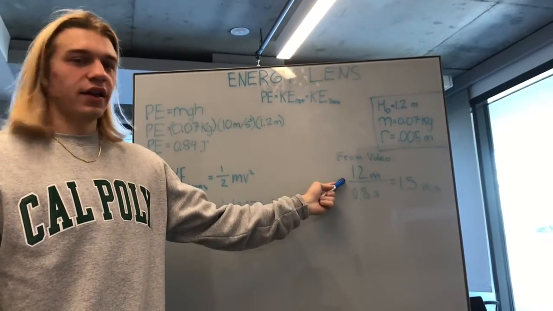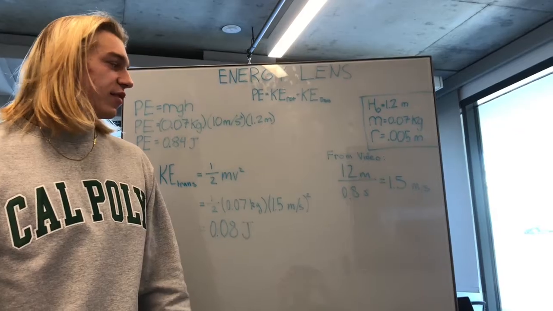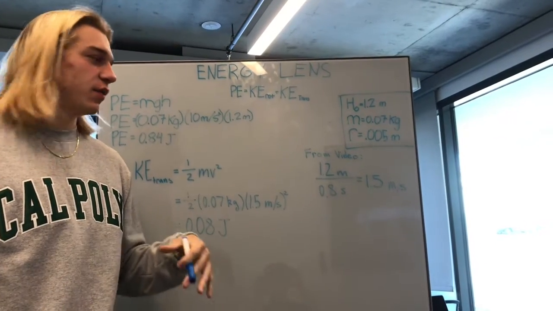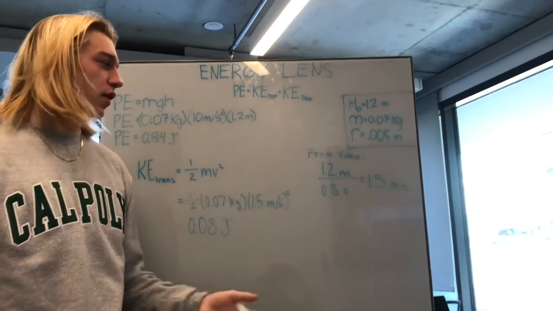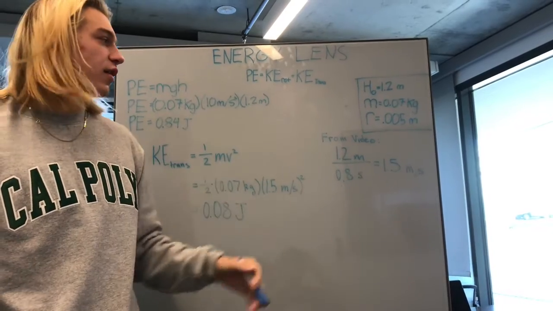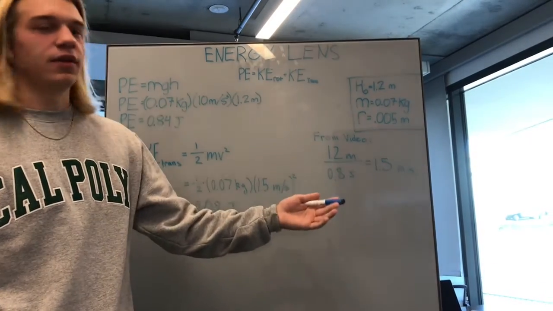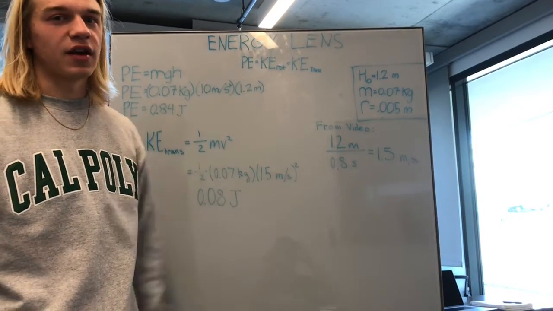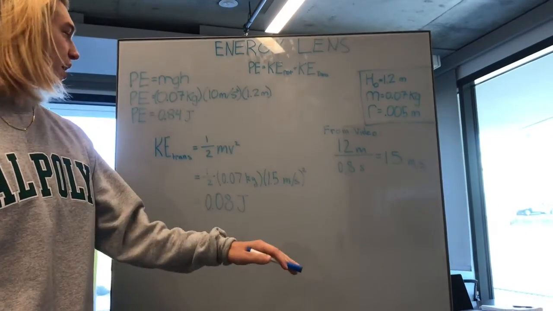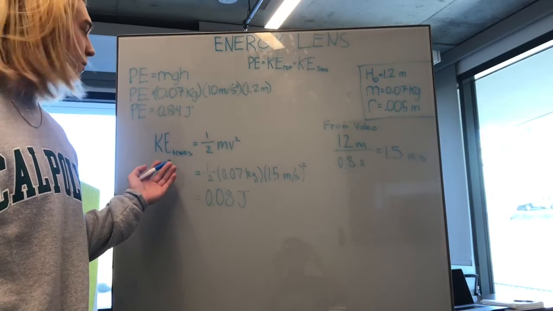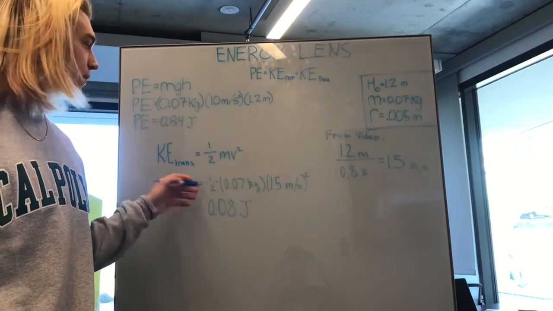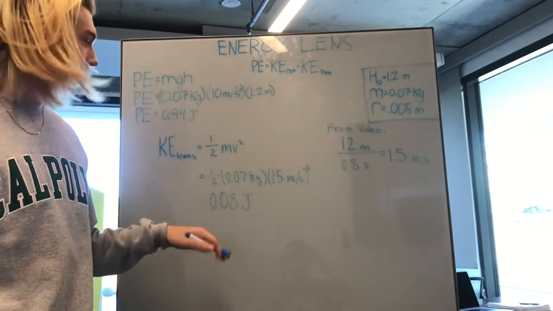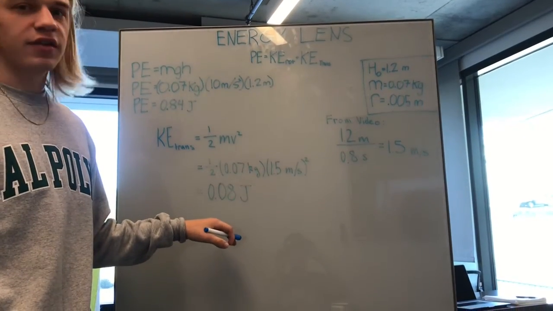Okay, so we had the height of the yo-yo at 1.2 meters, and then we got from the video how long the yo-yo took to fall, and that was 0.8 seconds. So to get the speed, we took the distance and divided by the time and got 1.5 meters per second. Then we used that in the equation for translational kinetic energy, which is 1/2 mv squared, and plugged it in, and we got 0.08 joules.